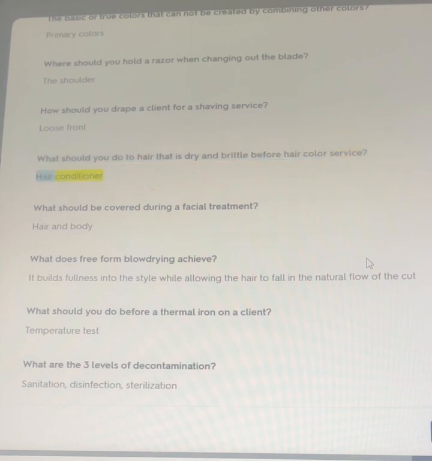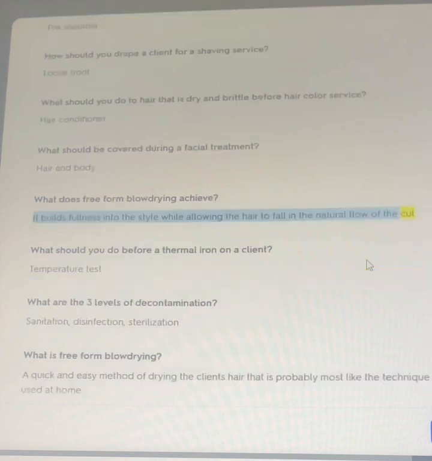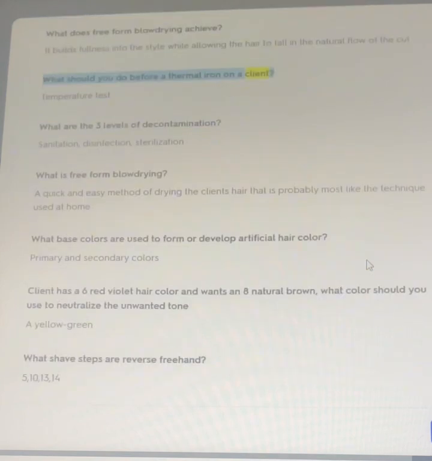Hair conditioner. What should be covered during a facial treatment? Hair and body. What does free-form blow drying achieve? It builds fullness into the style while allowing the hair to fall in the natural flow of the cut. What should you do before using a thermal iron on a client? Temperature test. What are the 3 levels of decontamination?